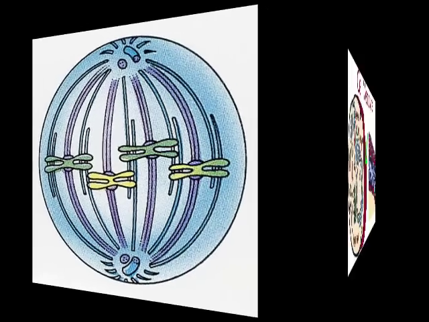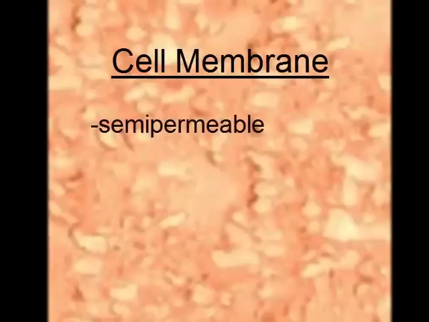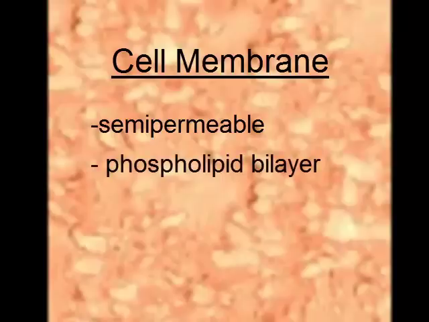Alright, so we're going to go back to the cell membrane. A couple things to remember about the cell membrane. It's semi-permeable. That means certain things can get in and certain things can't. Certain things get out and other things have to stay in. So that's an important feature of the cell membrane. And also, it's made up of lipids and proteins. So we have a double layer of lipids and then proteins poking throughout.